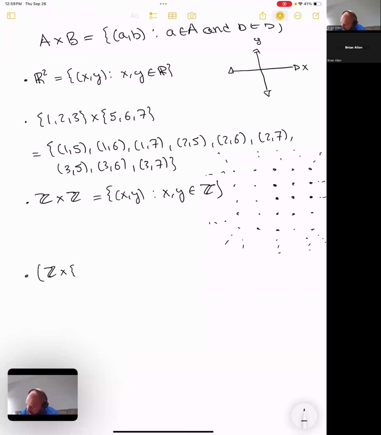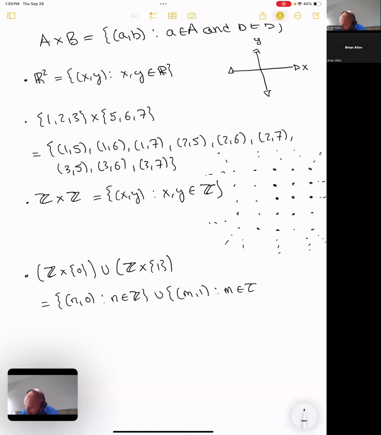And then just to give you another idea that combines a few things here, I can take the Cartesian product of Z with the set containing 0 and union that with the Cartesian product of Z with the set containing 1. Okay, if I do that, it's like I'm taking the set (n, 0) where n is an integer, and I'm unioning it with the set (m, 1) where m is an integer, and that's the same thing as the set (n, m) where n is an integer and m is an element of {0, 1}.